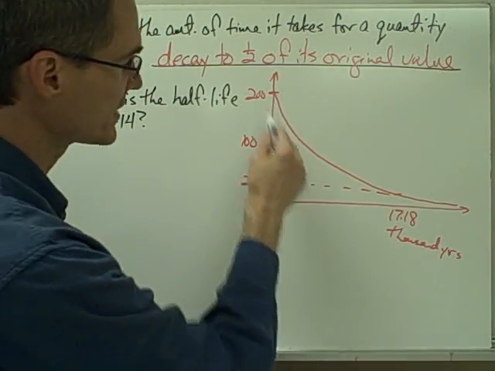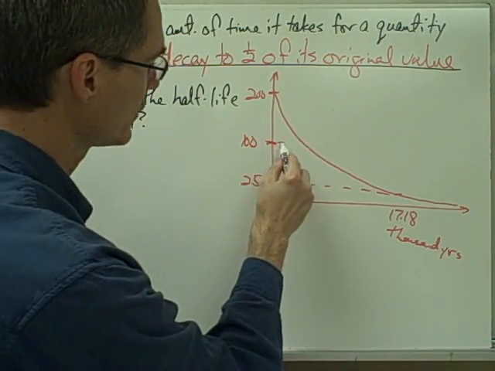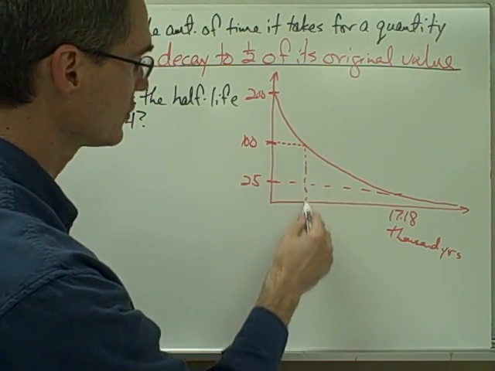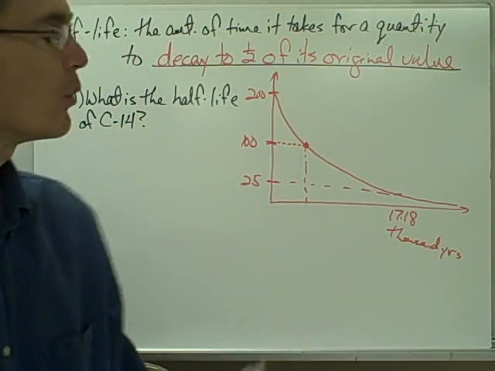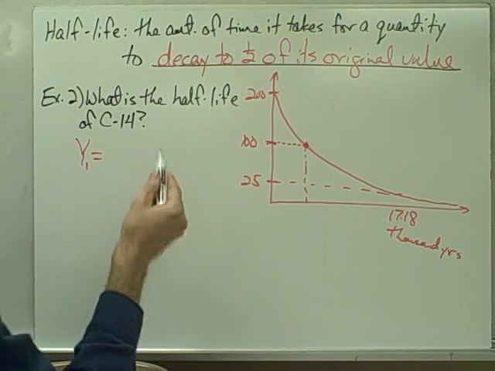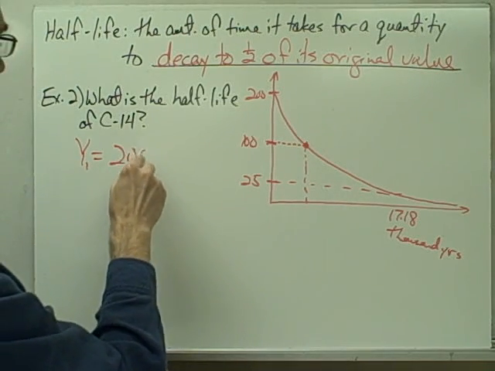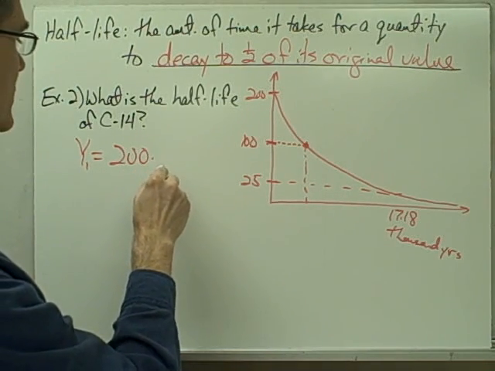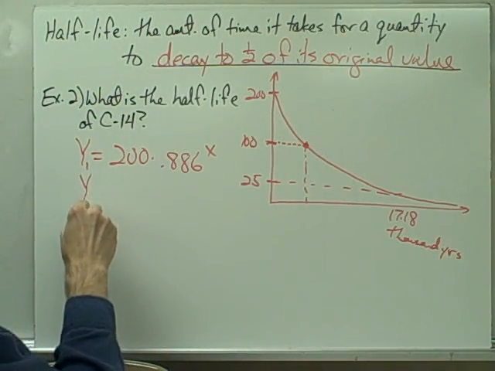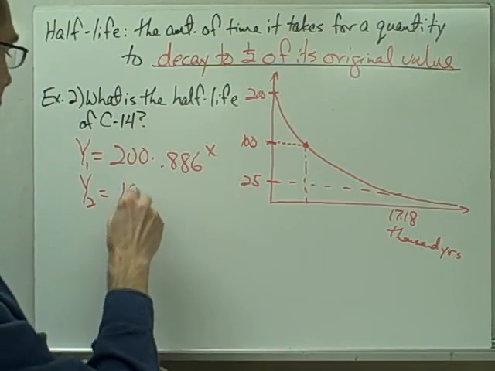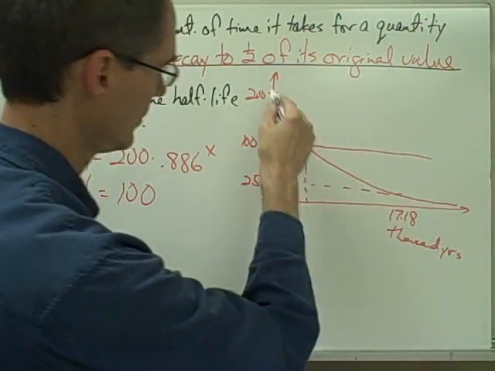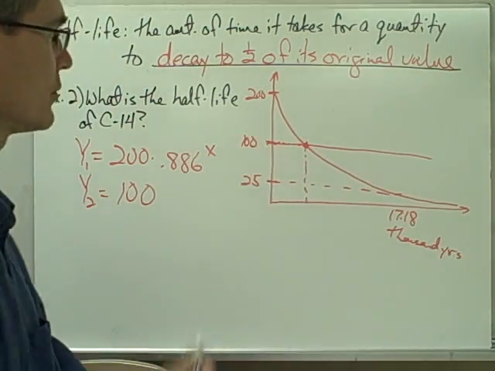So basically we want to do the same thing that we just did, except we don't want to know how long it takes to decay to 25 micrograms. We want to know how long it takes to decay to 100 micrograms. Well, I'm going to do the same thing. I'm going to enter into my graphing calculator y1 equals, same equation as before, 200 times 0.886 to the power of x. For y2, I'm going to enter in 100, and it's going to give me these two graphs here, my curve and this straight line for y equals 100.